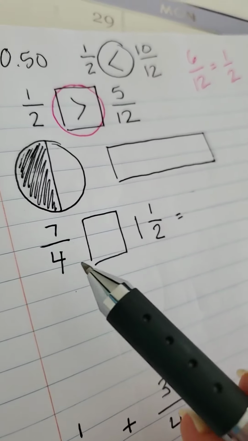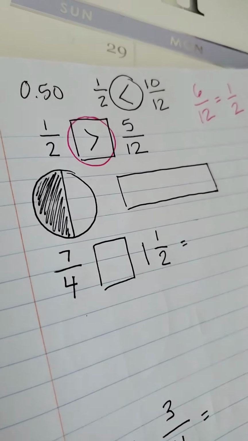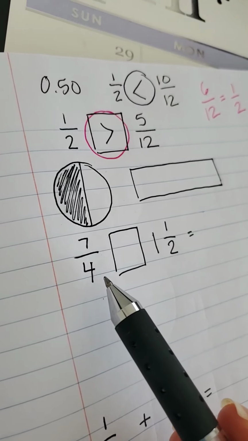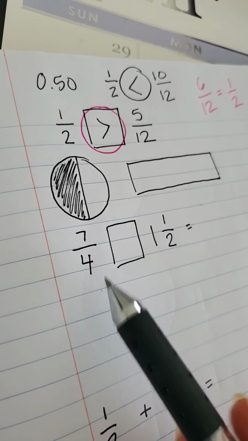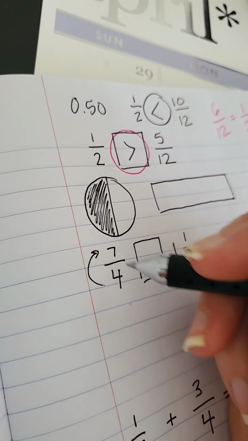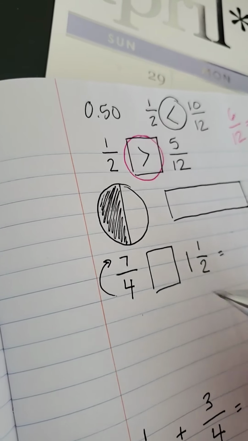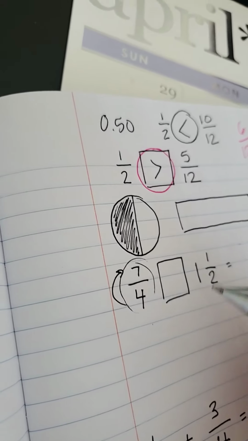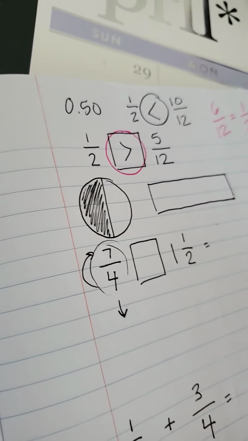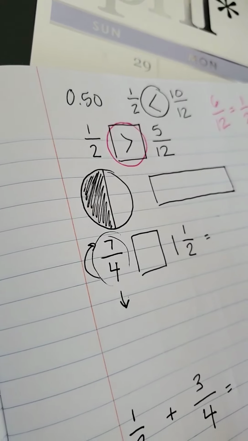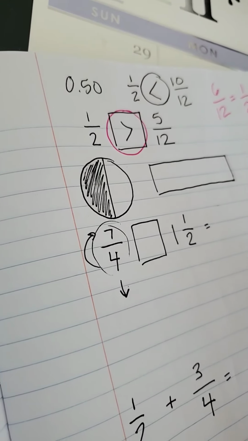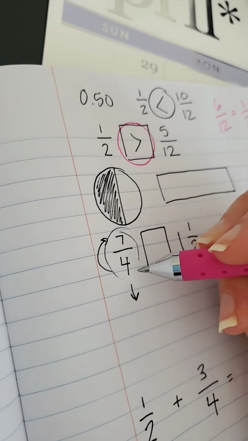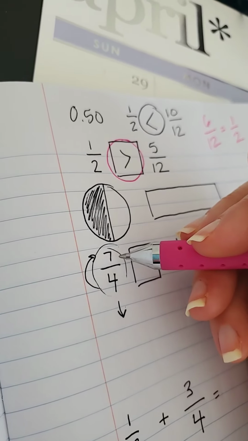Let's look at this problem right here. 7/4 and 1 1/2. The thing about 7/4 is this is what we would call an improper fraction. Improper fractions are when the top number is bigger than the bottom number. That means we've already created one whole, but we just need to figure out how much is left. So let's turn this improper fraction into a mixed number by looking at both the top and the bottom numbers. My bottom number is a 4 and my top number is a 7.